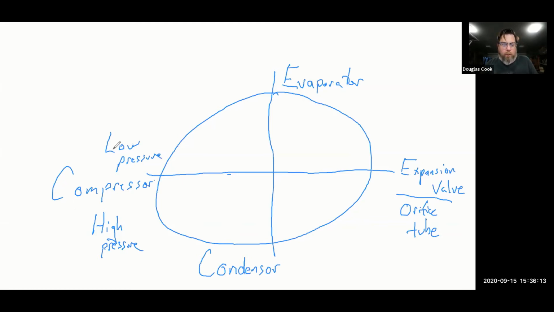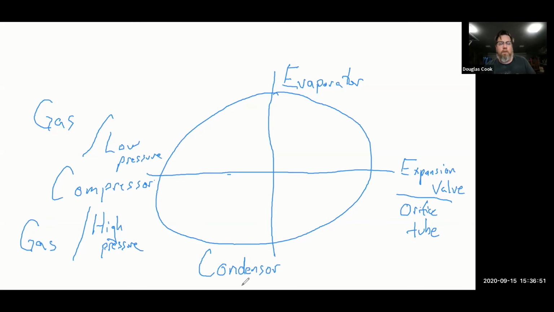So we have a low pressure gas going in. We should have a gas coming out. So we have a change in pressure right here. The state of the refrigerant stays the same. It's still a gas. But then if we come down here, we have another component and we have another line. So we have a change of some sort.